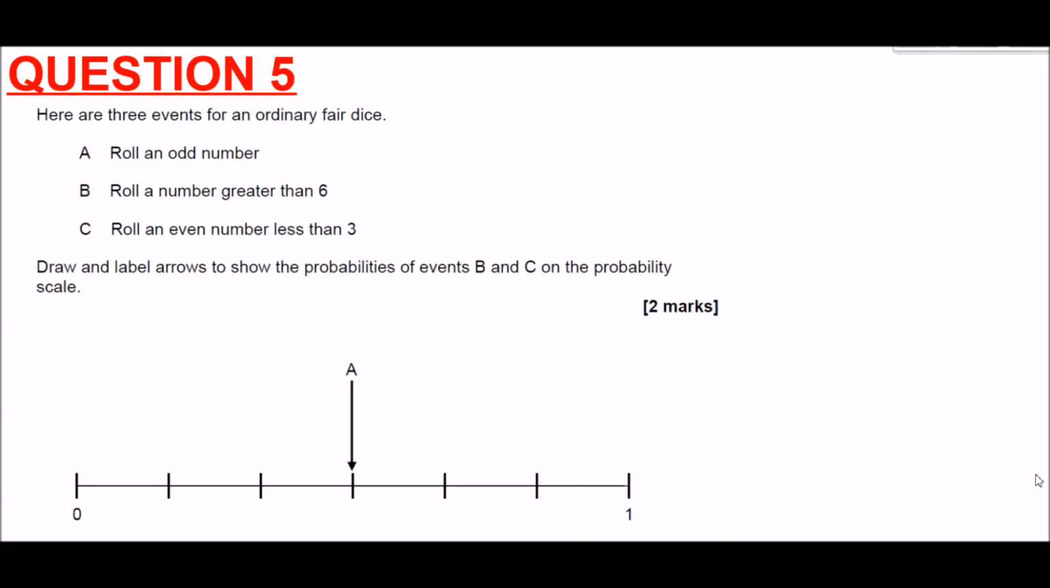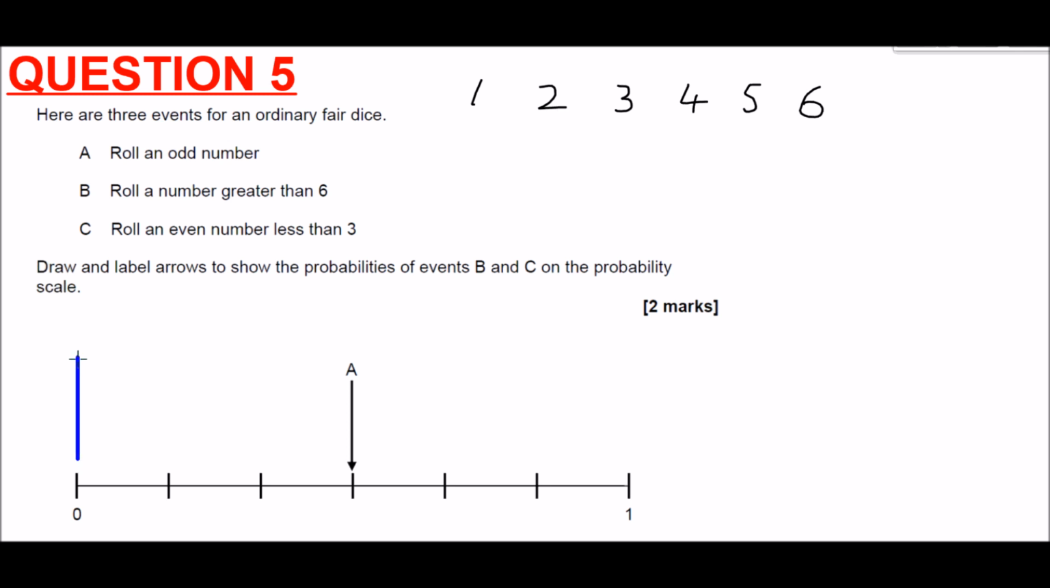Question 5. We've got 3 events to list for an ordinary dice. So first one, roll an odd number. That's been done for us. B, roll a number greater than 6. And C, roll an even number less than 3. Let's say an ordinary dice. So I'm just going to list what you can get on an ordinary dice. You can get 1, 2, 3, 4, 5, and 6. 6 different sides, and you can get those 6 different numbers from 1 to 6. So rolling a number greater than 6 would mean a 7 or more, which is impossible because the biggest number on a dice is 6. So B is literally impossible.